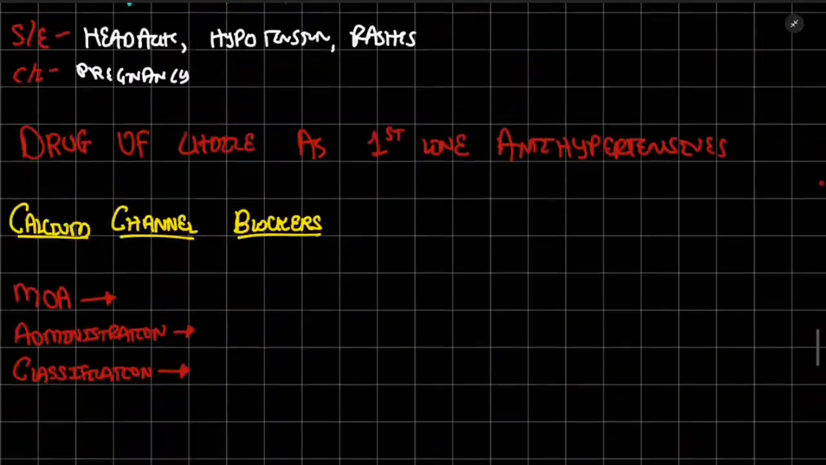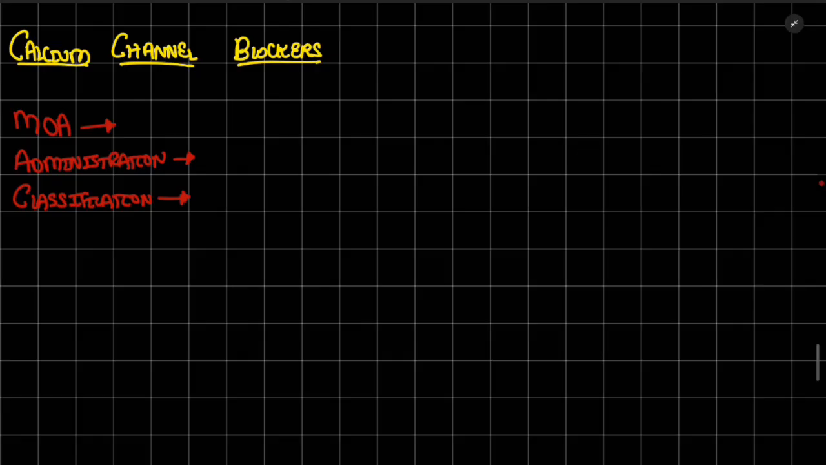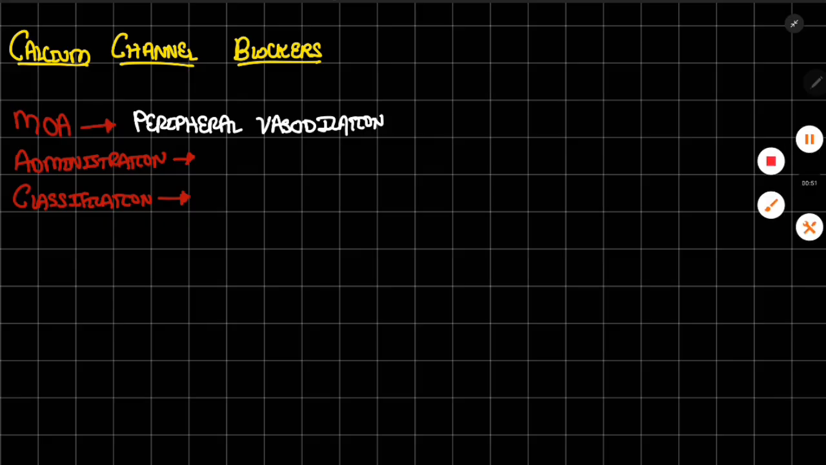Now, starting with the calcium channel blockers. The main thing of the calcium channel blocker is peripheral vasodilation. The mechanism of action is peripheral vasodilation. This is the main mechanism of action, and calcium channel blockers don't do anything else for the main mechanism of action. How is it administered? Administration is oral and IV.